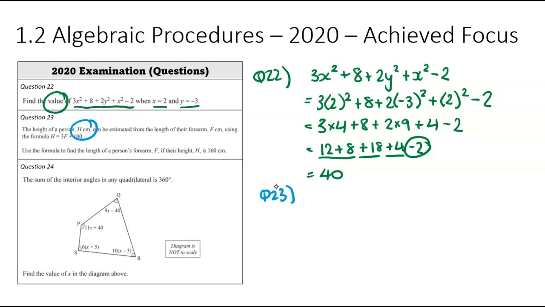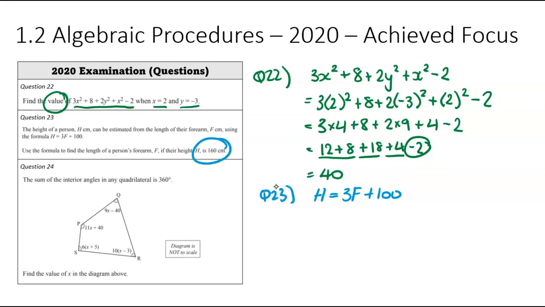someone's height can be estimated from the length of their forearm, and we've been given an equation to do that, and you'll see h for height over here, and that uses f for the length of the forearm to get that. Use the formula to find the length of a person's forearm if their height is 160 centimeters. So I'm going to start by jotting down the formula. h is equal to 3f plus 100. And this part here tells me h is equal to 160.